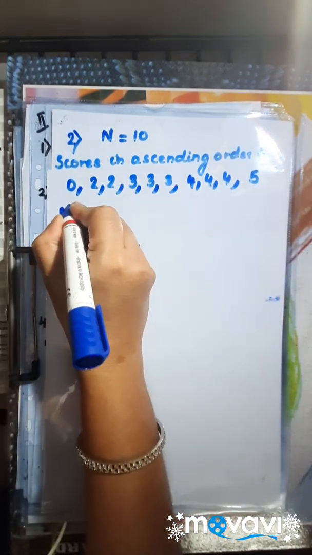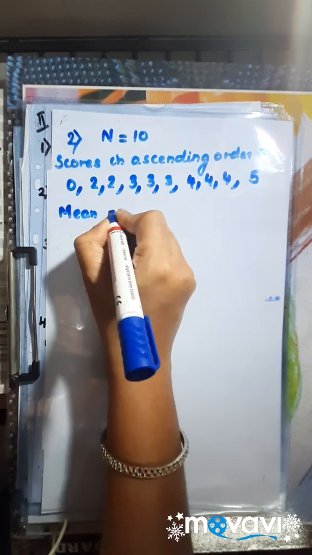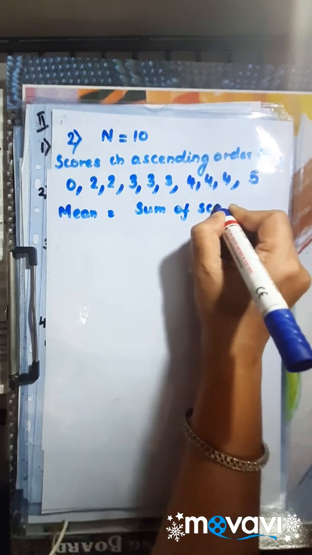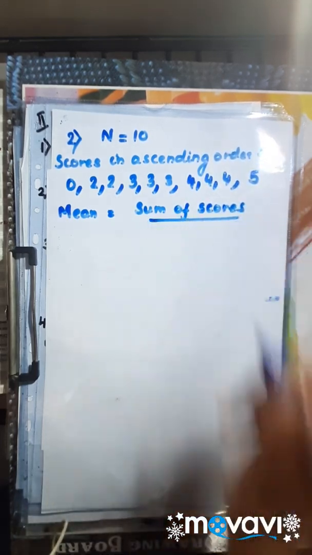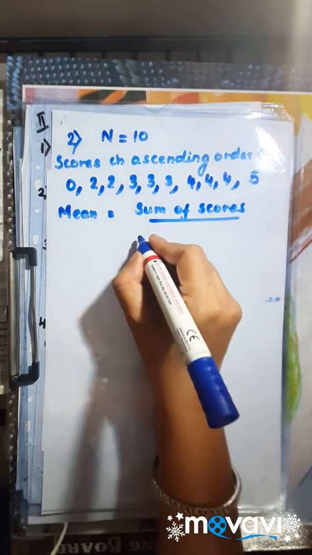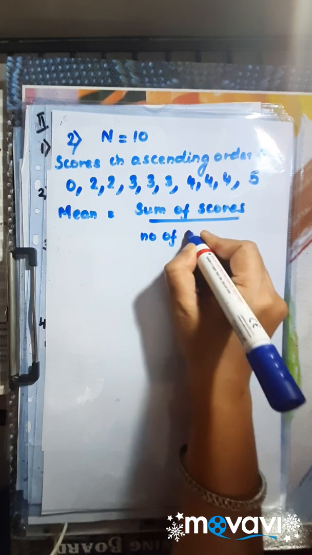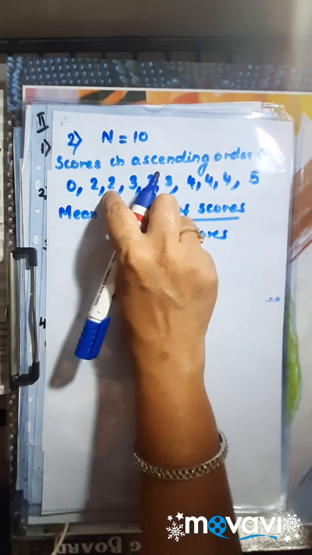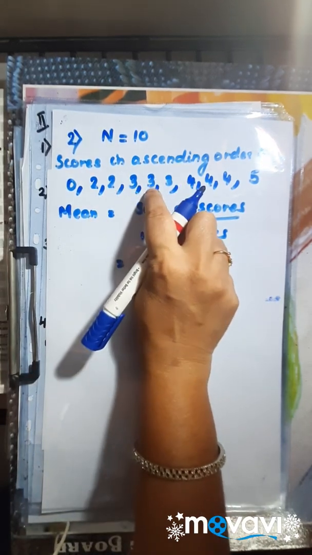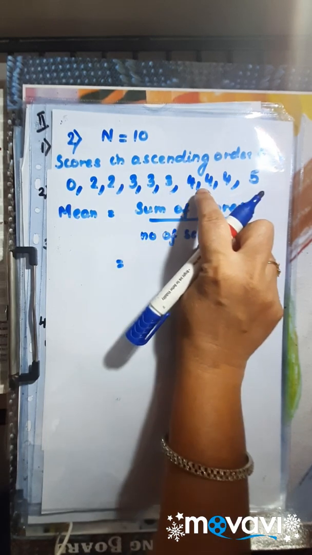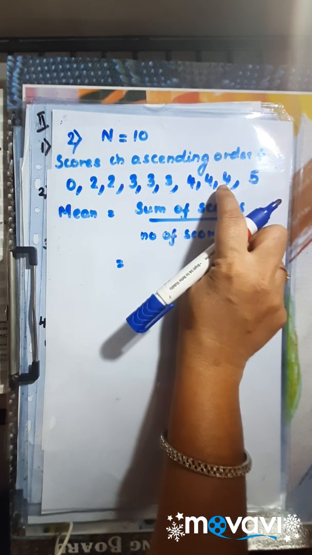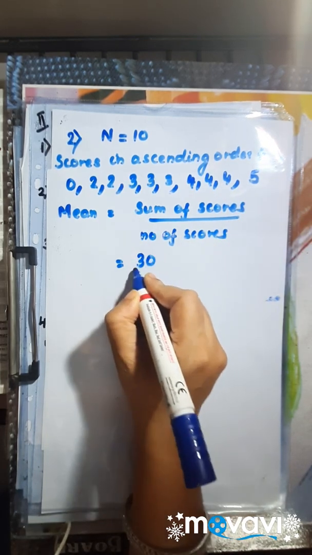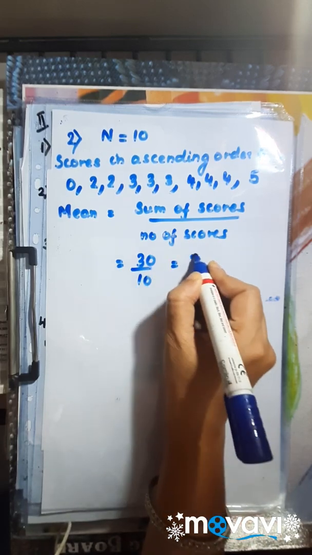So, mean is sum of scores upon number of scores. Now let's add: 2 plus 2 is 4, 4 and 3 is 7, 10, 13, 13 and 12 is 25. 25 and 5 is 30. 30 upon 10, which is equal to 3.